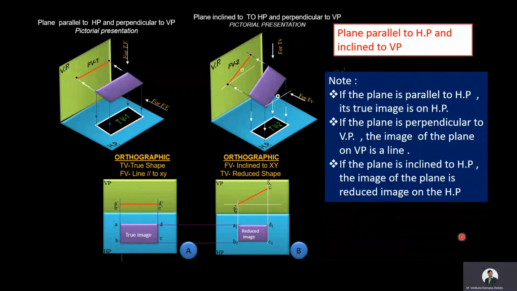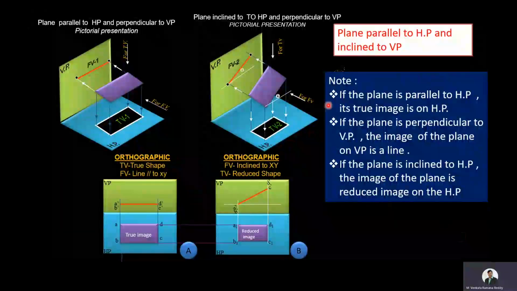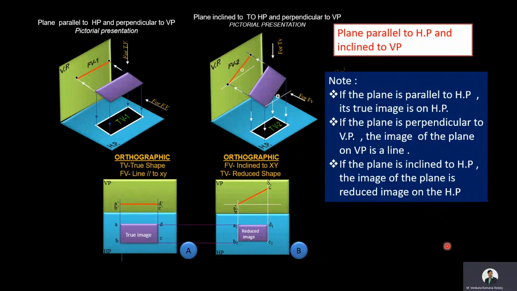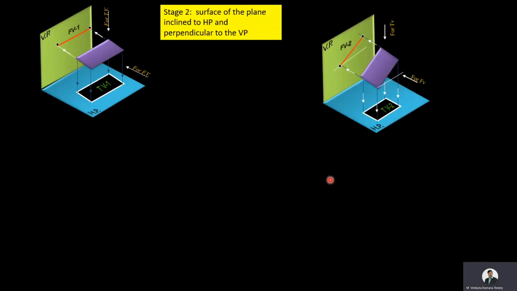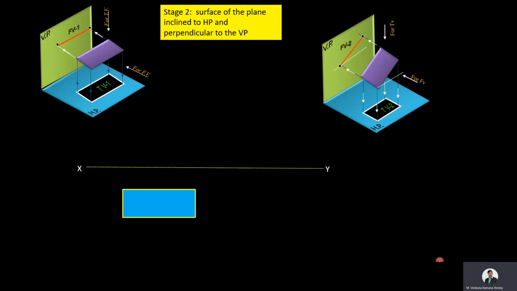Then we'll move towards drawing orthographic projections for this second stage. As a first step in orthographic projections, draw XY line, then draw top view as well as front view related to the first stage. After that, in the case of second stage, what we need to do? Here, the shorter side is at a distance 20 mm above HP and the total plane is making an angle theta degrees to the HP.